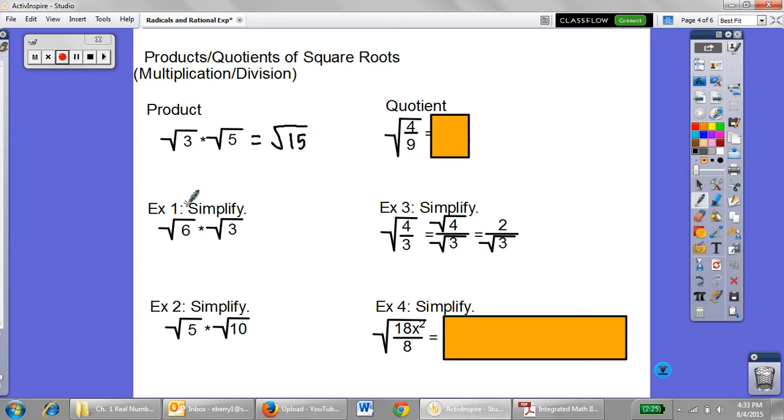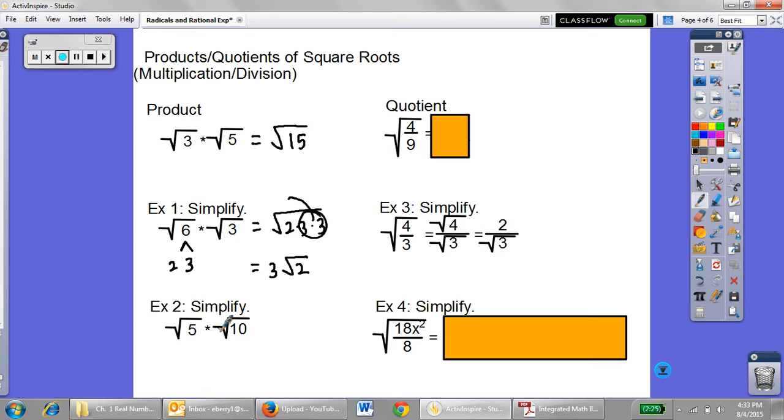Looking at these examples, we have the square root of 6 times the square root of 3. I notice that 6 can be broken down into 2 times 3. 3 can't be broken down at all. So I'm going to write this as 2 times 3 times 3. I see a pair of 3s, so I get to bring that out. So I have 3 square root 2 as the final answer.